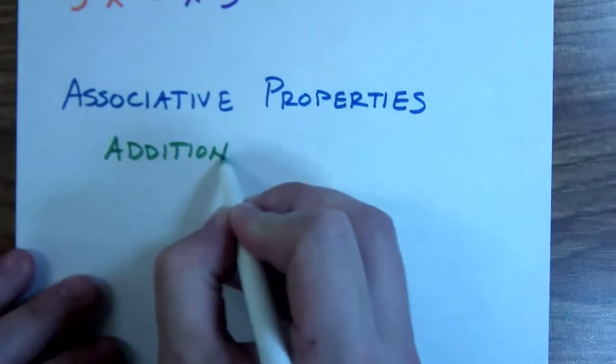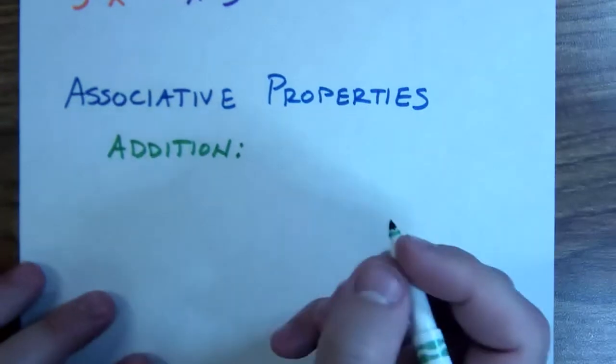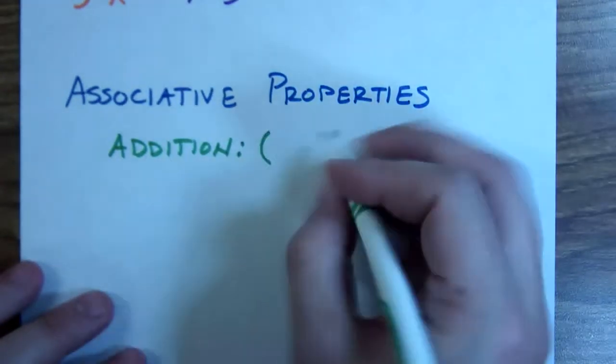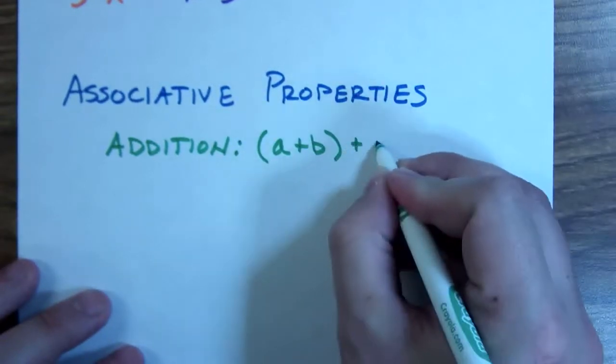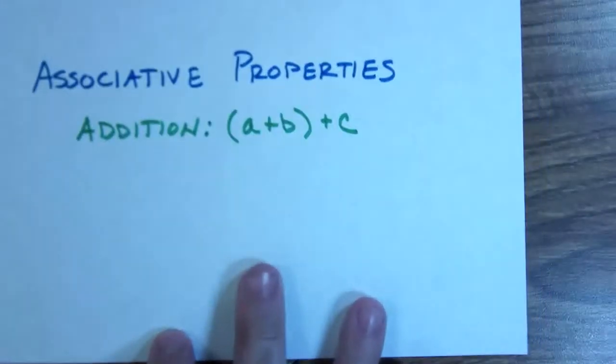Associative means who you associate with. Here's what the associative property says. It has to do with the way you group numbers. Take a look at this. A plus B plus C. Now, I put part of that in parentheses.